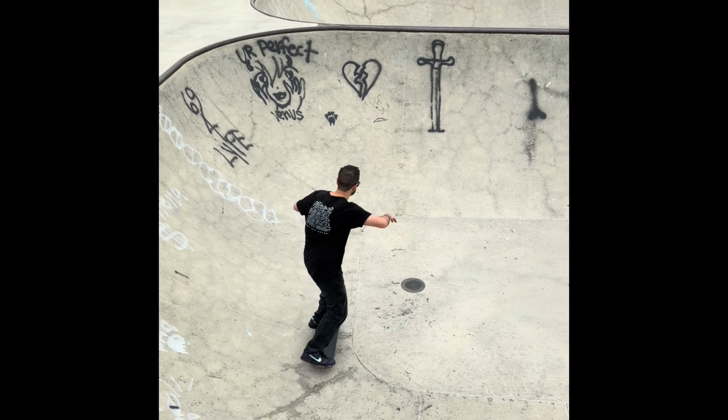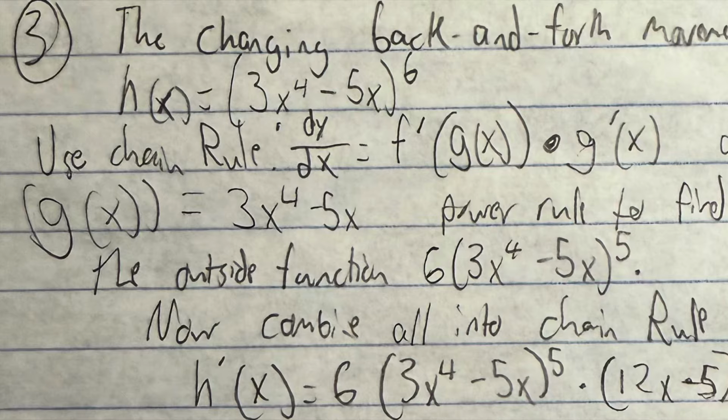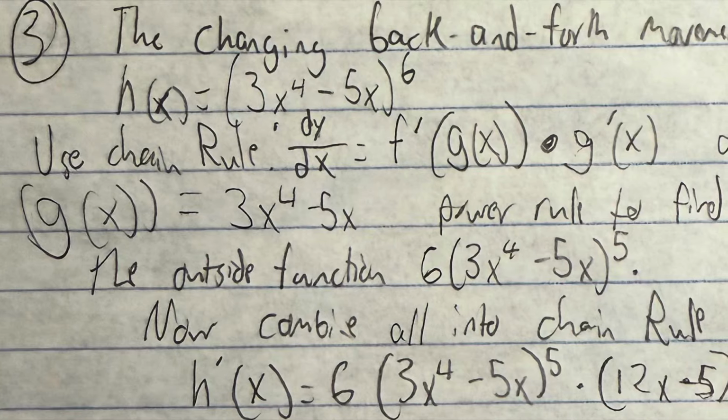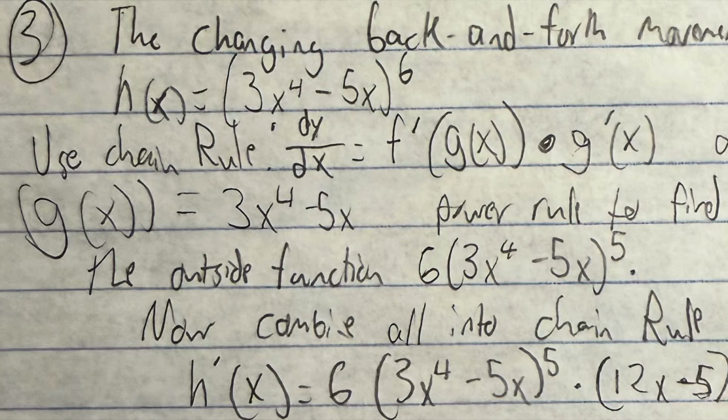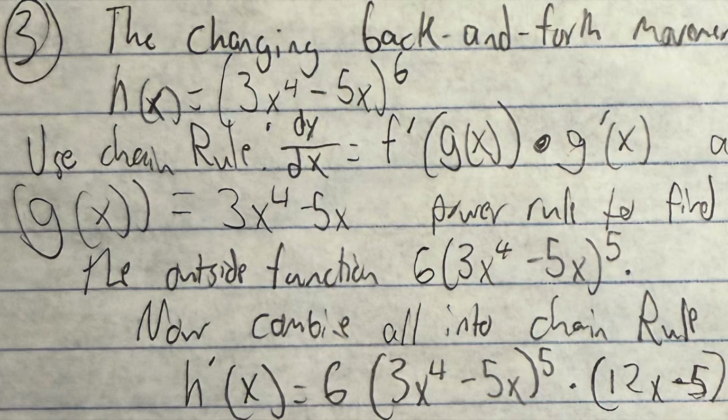Okay, so for equation 3, we're going to use it to track a graph for if you're on a skateboard and you're in a bowl and you're going back and forth in the bowl. So for that formula, I use h of x is equal to, in parentheses, 3x to the power of 4 minus 5x, parentheses, to the power of 6.